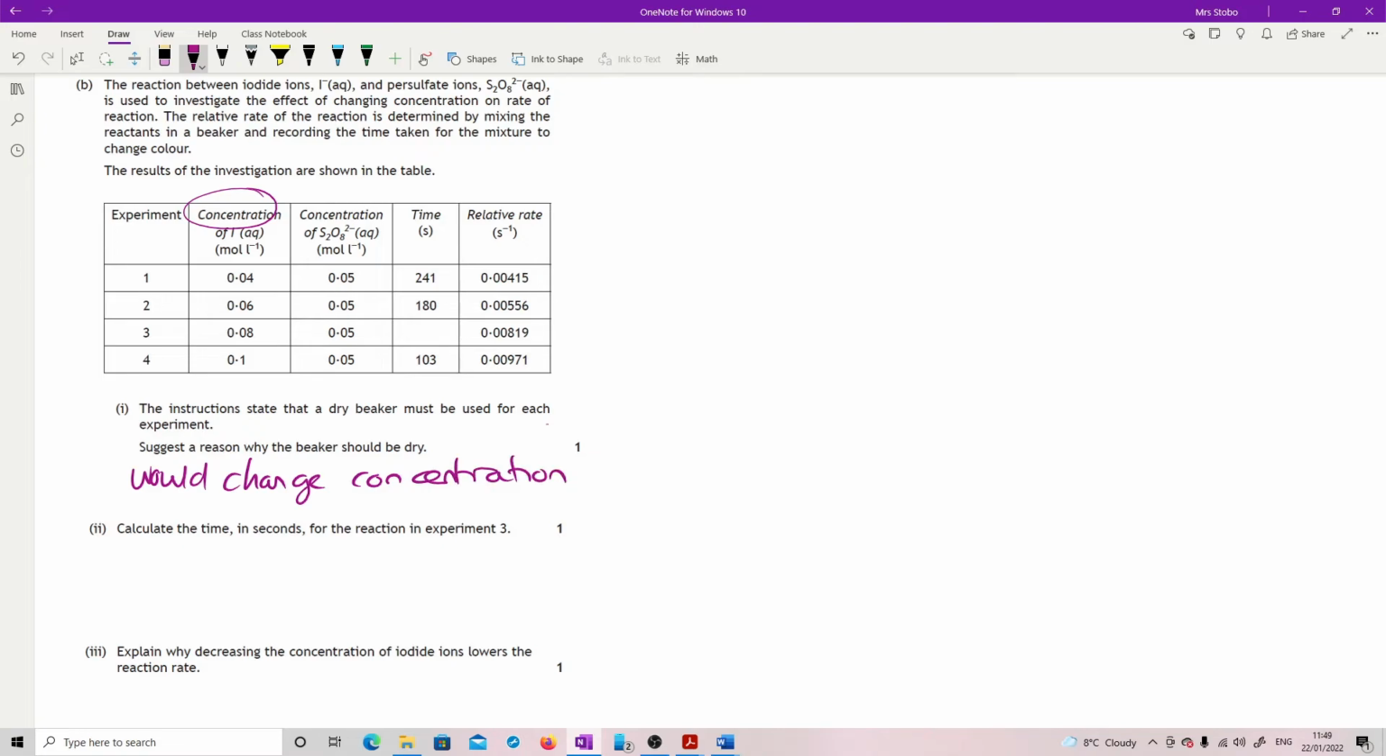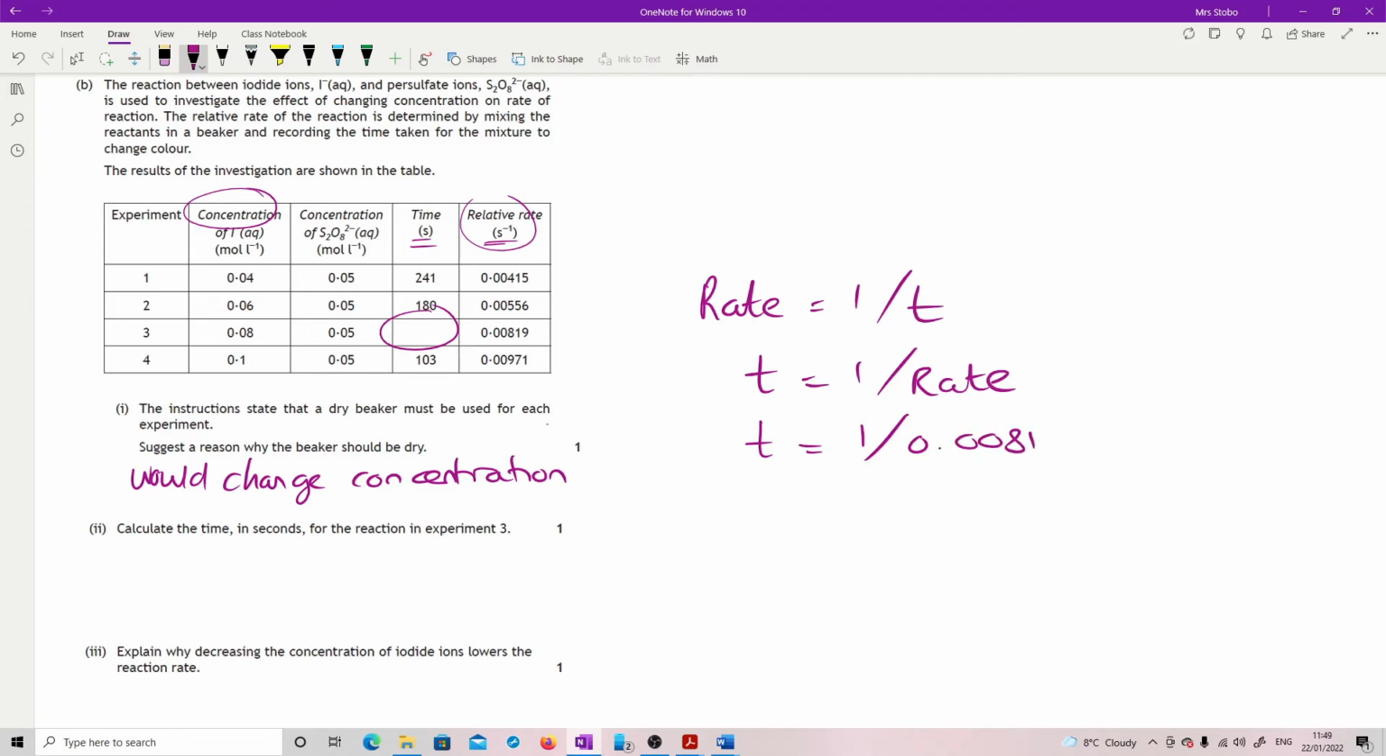Calculate the time in seconds for the reaction in experiment 3. We're looking for time here, and what we've been given is the rate. Rate is 1 over t from the data book, so t is 1 over rate. The rate is in s to the minus 1, so our time is going to be in seconds. So t is 1 over 0.00819, and that will give you 122.1 seconds. And that's it.